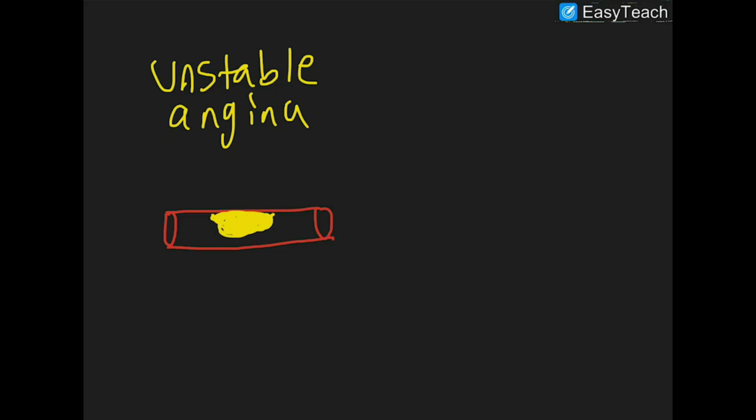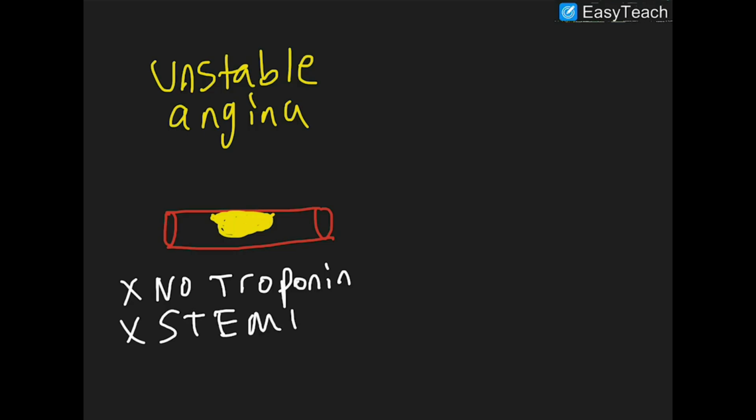However, no necrosis is usually seen. So you're not going to see an elevation in your troponin or any cardiac biomarkers that are elevated. And you're not going to see a STEMI, because this isn't a STEMI. This is unstable angina. You're not going to see an ST elevation because it's not a transmural infarction, an infarction of your entire myocardium.